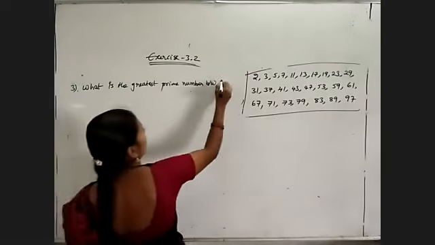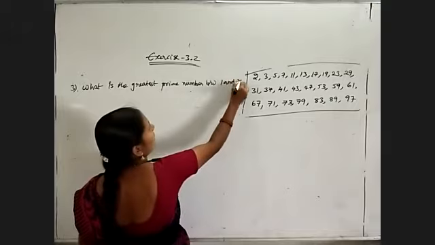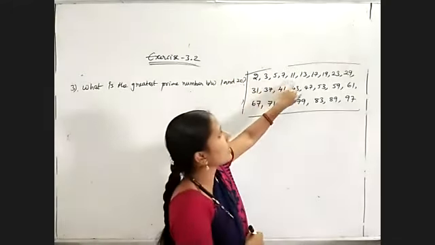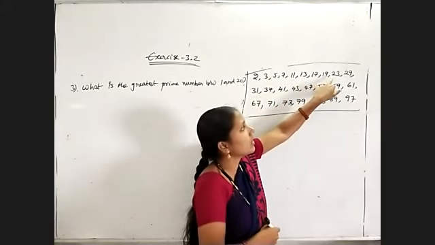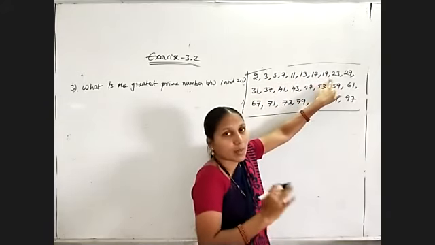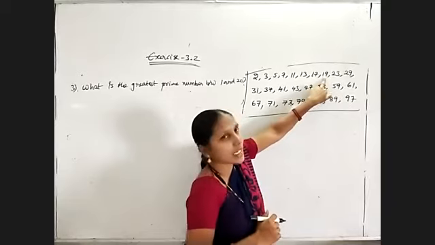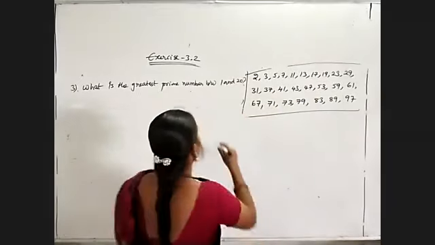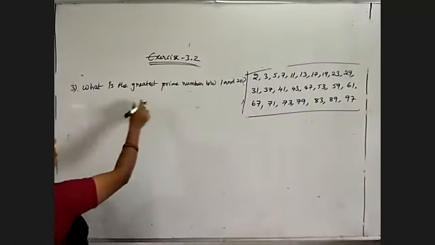1 and 20? So between 1 and 20, what are the prime numbers? Observe. 2, 3, 5, 7, 11, 13, 17, 19. 23 we have, but only below 20 we have to take. 19 we have to take. What is the greatest prime number between 1 and 20? 19.